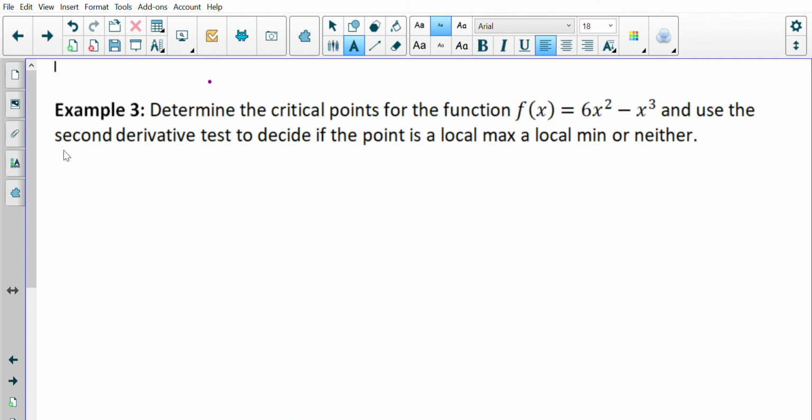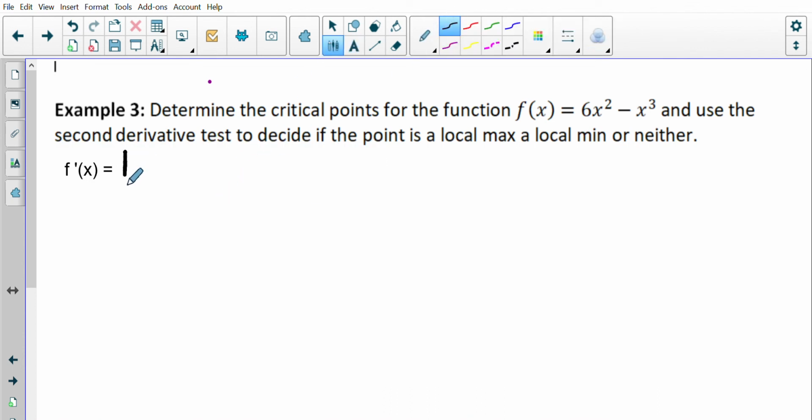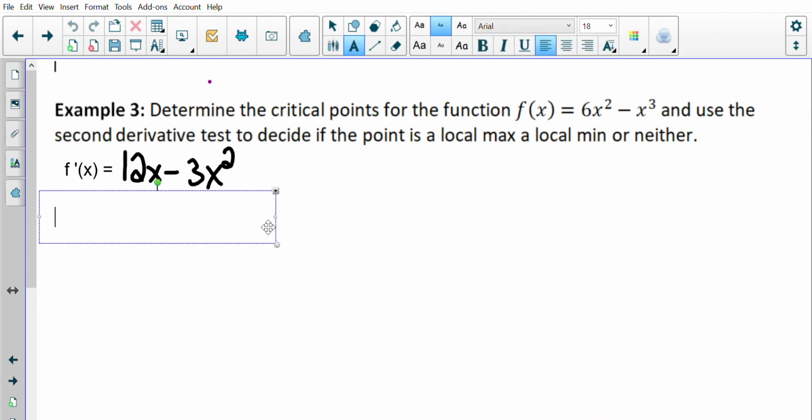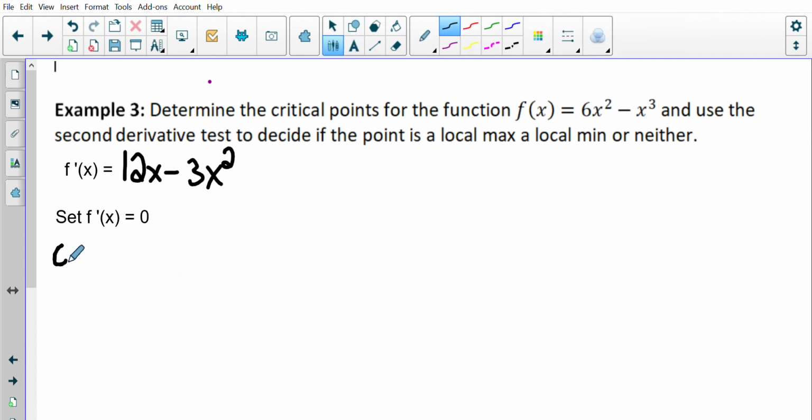But the first thing I'm going to do is find the first derivative. So we've got f prime of x is equal to, let's see here, I better use my pen. 12x minus 3x squared. That's our first derivative. And again, I'm going to set that derivative equal to 0 to find my critical numbers. Again, that's where you have potential max or mins, right? All right, so when I set that derivative equal to 0, I got 0 is equal to 12x minus 3x squared.